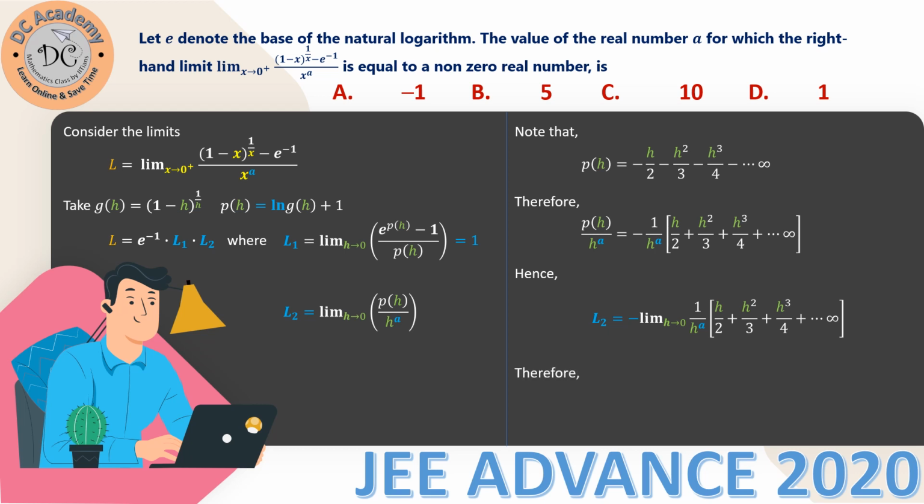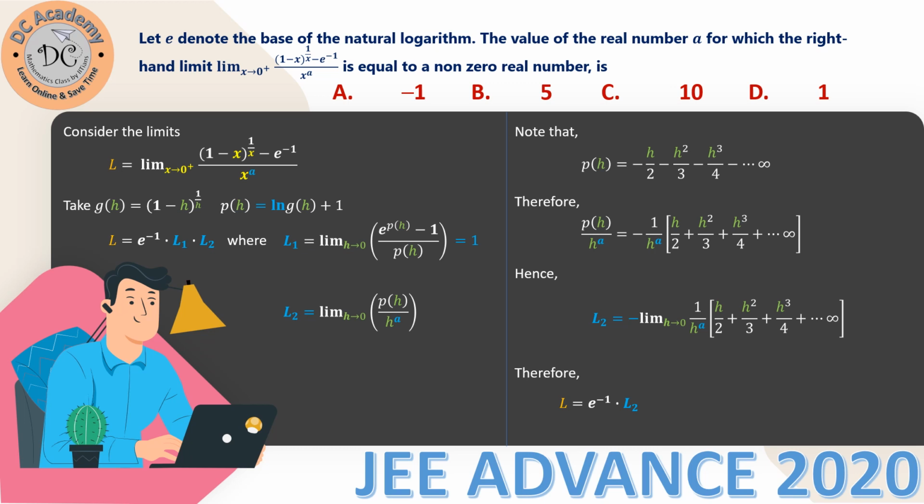So therefore, we can say that L is equal to e to the power minus 1 into L2. Why? Because notice that here we obtained L1 equal to 1, L2 is already obtained in the limit, but still the limit is not removed, and e to the power minus 1 is present here. So therefore, we can understand the value of L, whether it's 0, non-zero, whatever, depends on the limit L2.